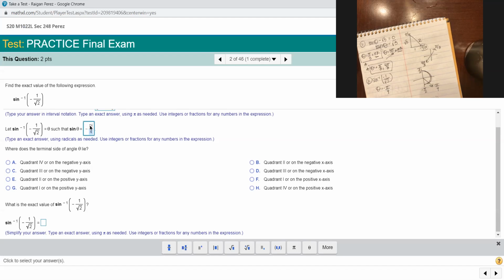Oh, it didn't do my pi. -π. Why is it not? Okay, where does the terminal side of the angle lie? Well, it's in quadrant 4 or the negative y-axis. So this one. Okay, and then, so what is it? Well, it's -π.